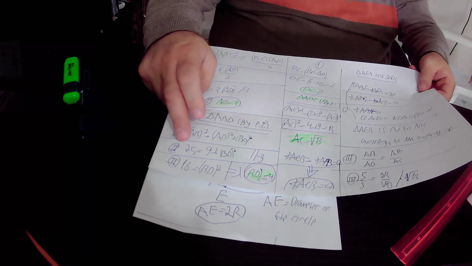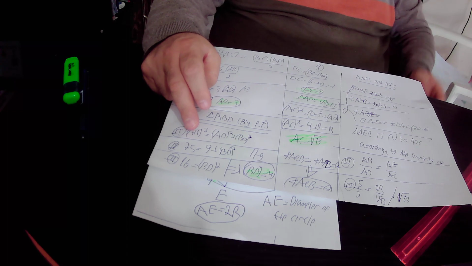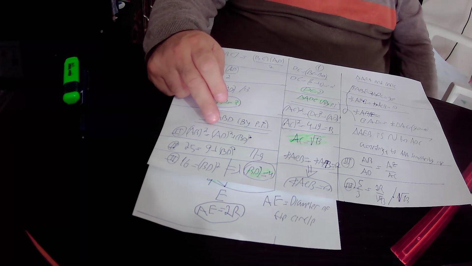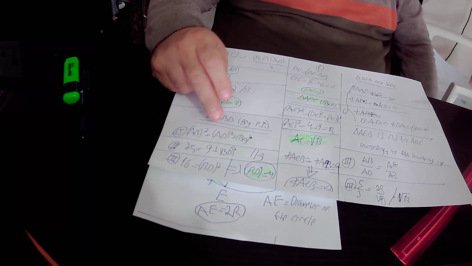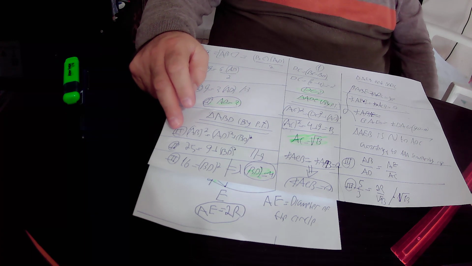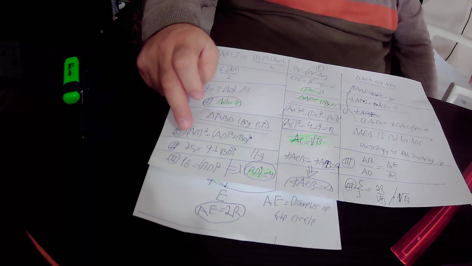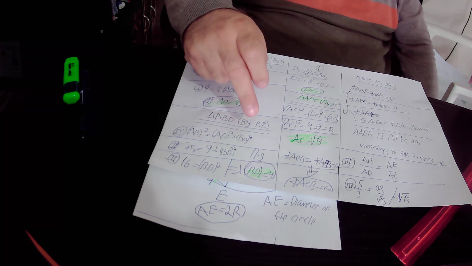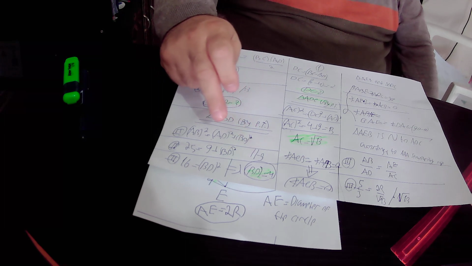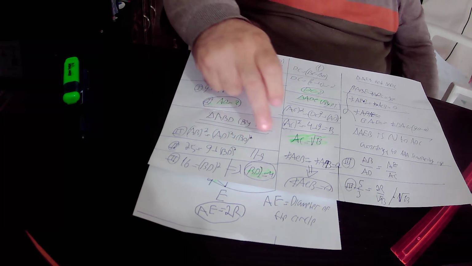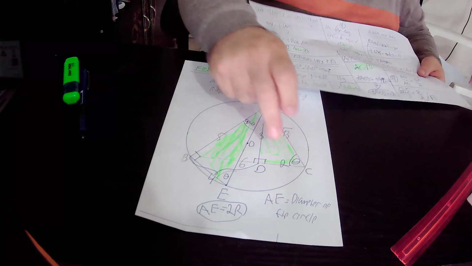AB is 5, so AB squared is 25, equals AD squared, AD is 3, so AD squared is 3 squared, that is 9, plus BD squared. We subtracted 9 from this equation number 2, and we found out that 25 minus 9 is 16, so 16 equals BD squared. We took the square root of this equation, and we found out that BD equals the square root of 16, that is 4. So BD here equals 4 units.